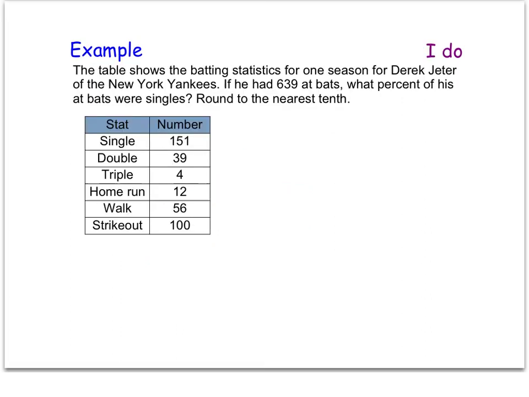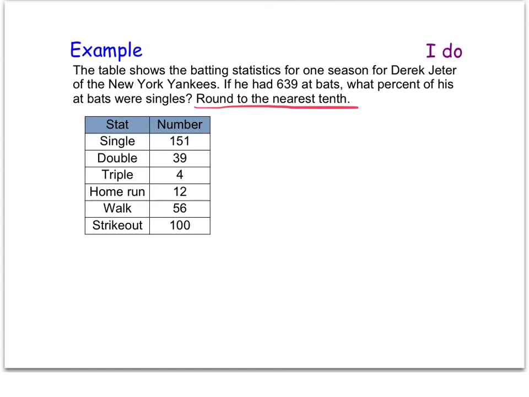Okay, here is a word problem. The table shows the batting statistics for one season for Derek Jeter of the New York Yankees. If he had 639 at-bats, what percent of his at-bats were singles? Round to the nearest tenth. Now, does it really matter that this is Derek Jeter or that this is the New York Yankees? Unless you're a super baseball fan, it doesn't really matter. It's not pertinent information to this problem particularly.